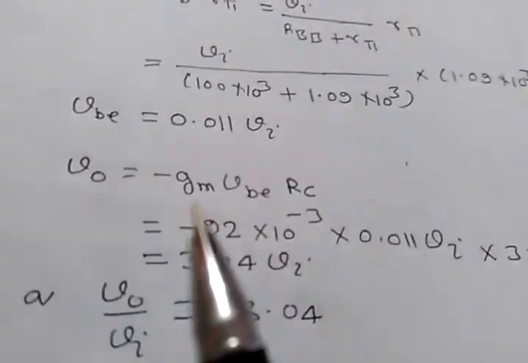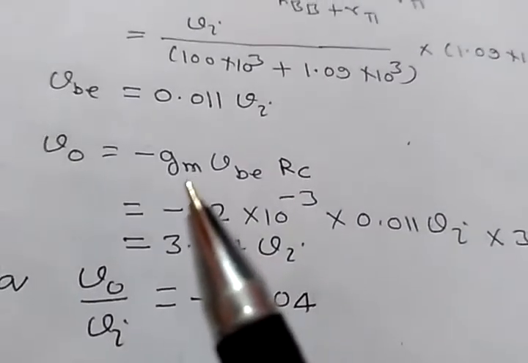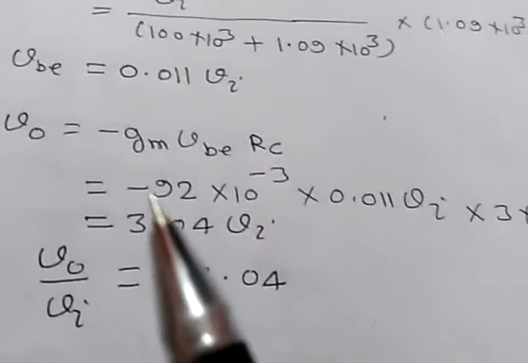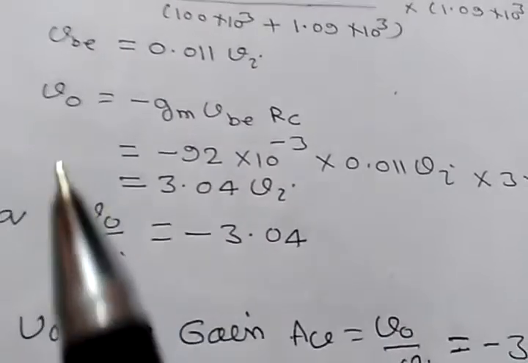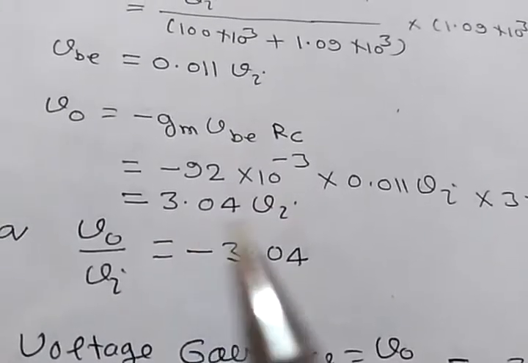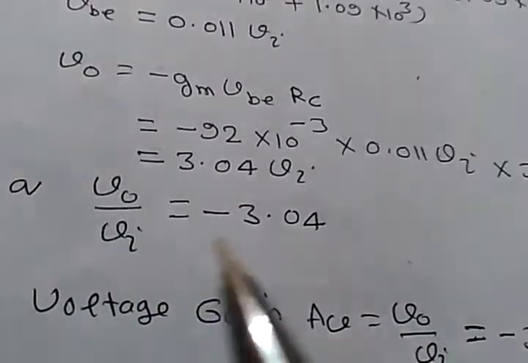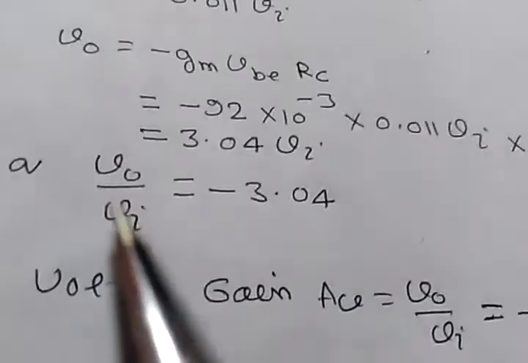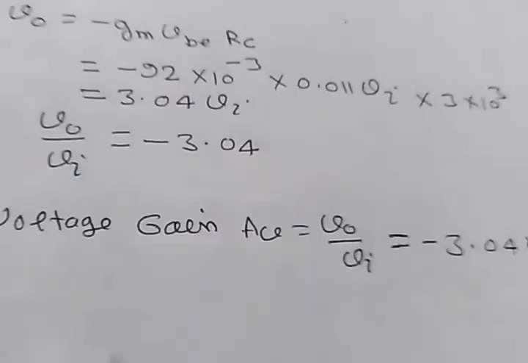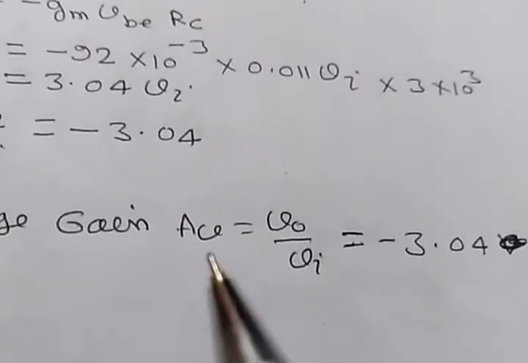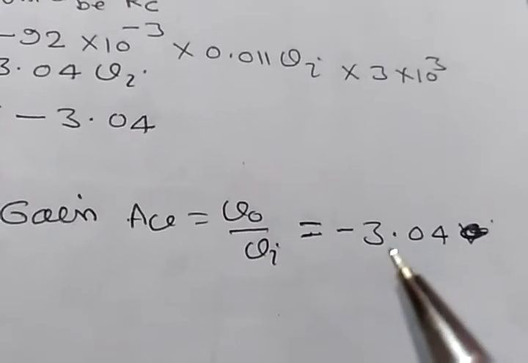Now the output voltage VO equals minus Gm VBE RC. So put the values of Gm, VBE and RC. We have already calculated Gm and VBE. On putting these values, this expression can be written as VO equals minus 3.04 Vi. In this way, VO upon Vi equals minus 3.04, and the ratio of output voltage to the input voltage is the voltage gain. So voltage gain can be calculated as AV equals VO upon Vi equals minus 3.04.